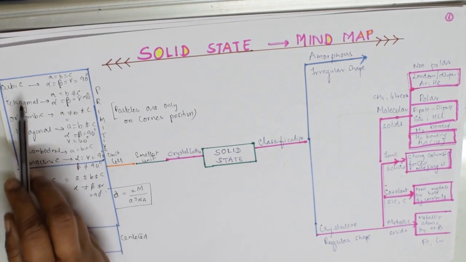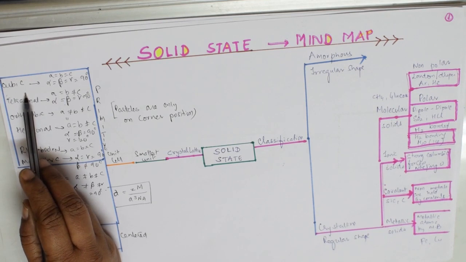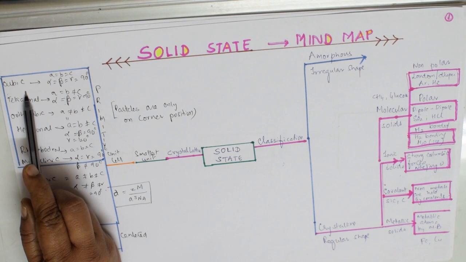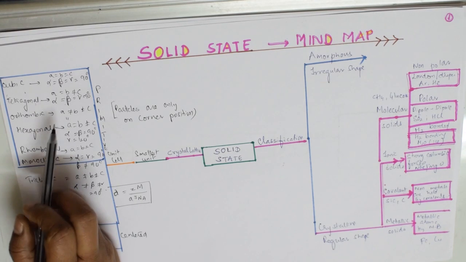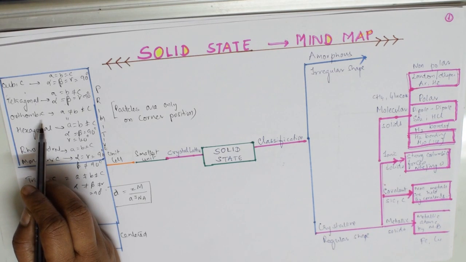I repeat the examples again for you, students. Cubic: you can take the example of sodium chloride and polonium. Tetragonal: you can take an example of tin and titanium oxide. For orthorhombic, you can take an example of potassium nitrate and barium sulfate.